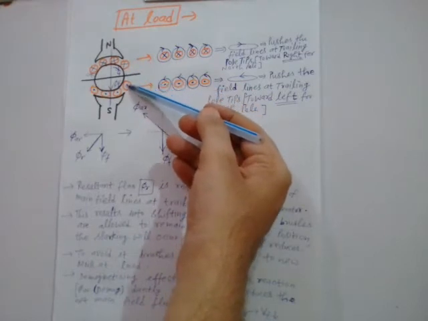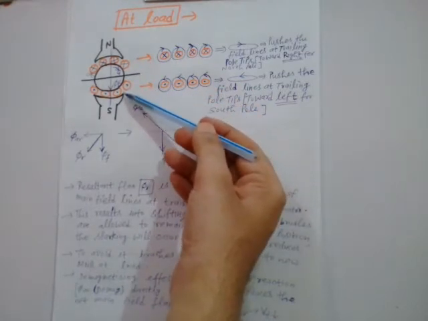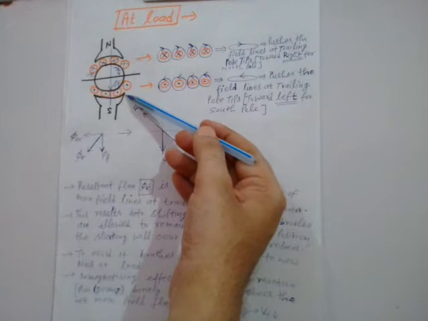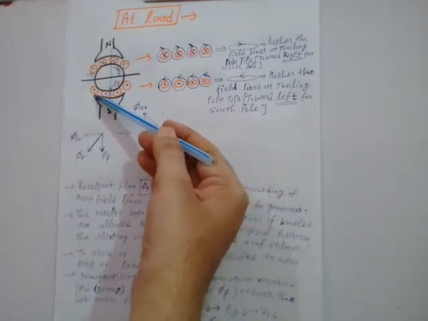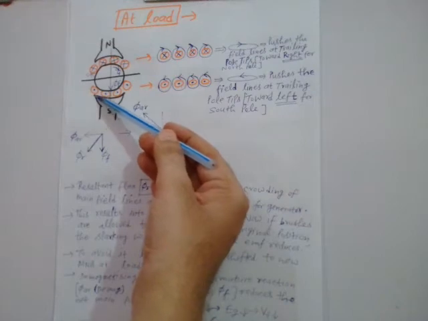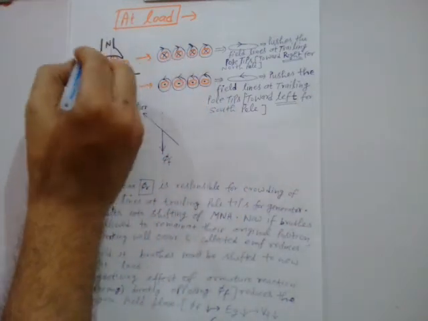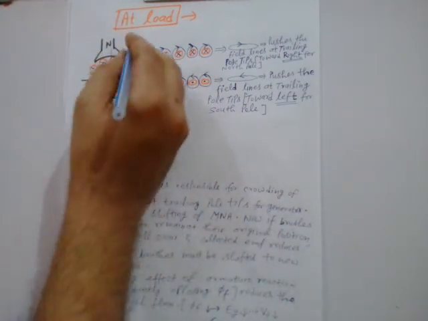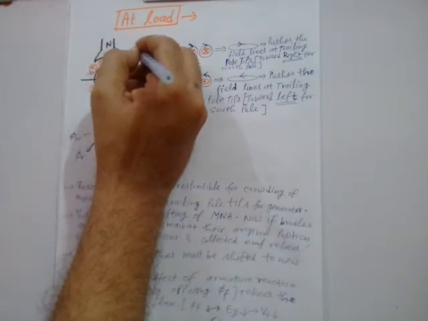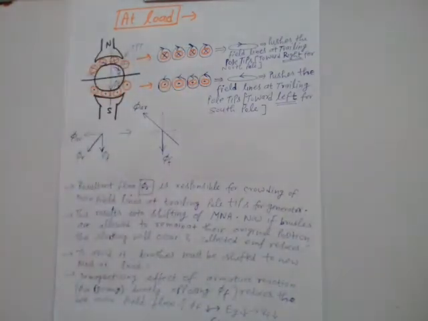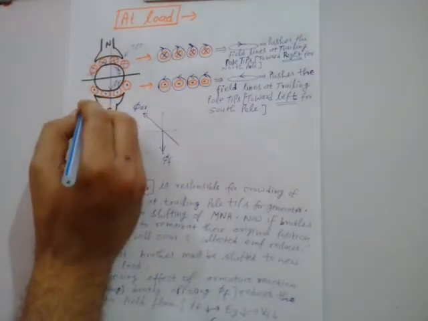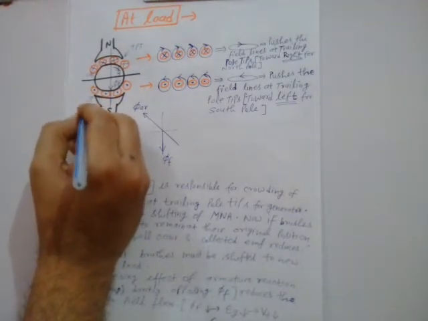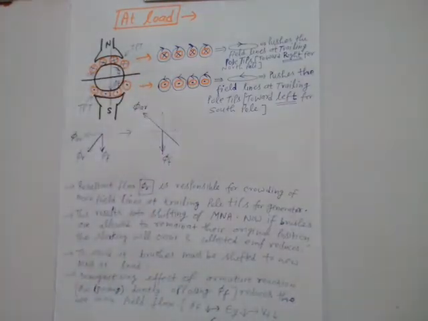Similarly, when you come here after rotation, first you will hit this edge, that means this is the leading pole tip, and then after you will hit this pole tip, that means this is a trailing pole tip. So for north, this is the trailing pole tip for the generator rotation, and for the south pole, this will be the trailing pole tip for the generator rotation.